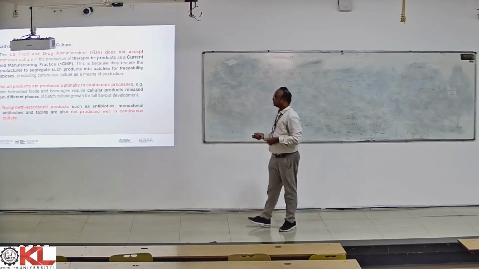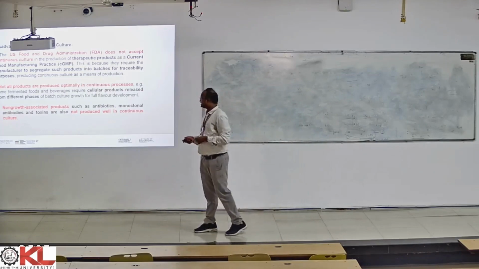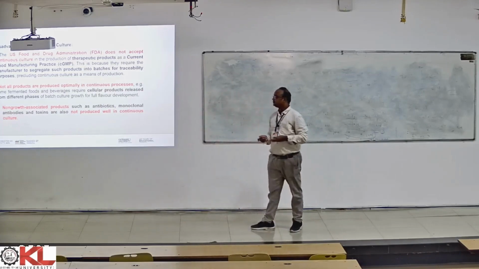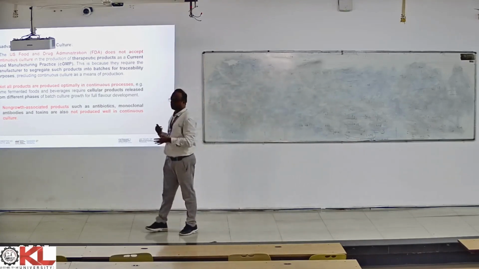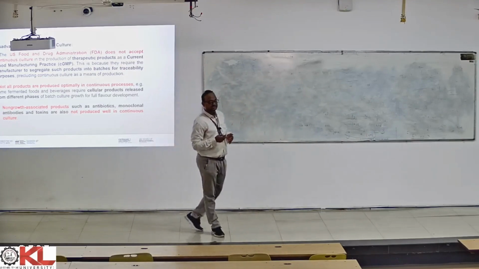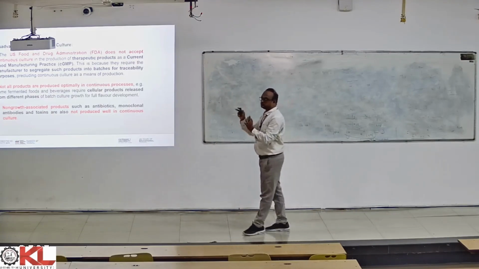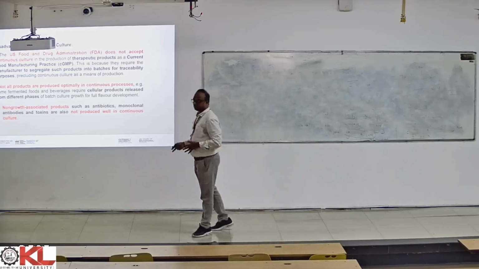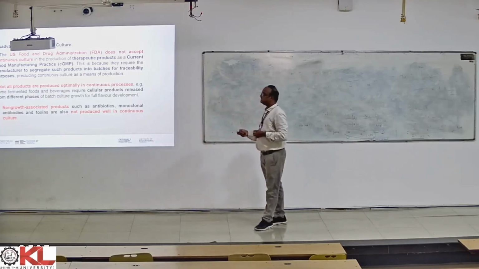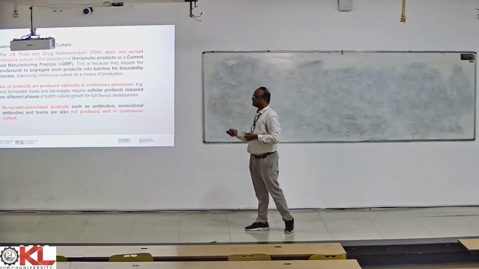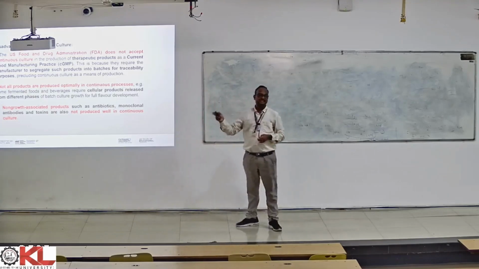And non-growth associated products such as antibiotics and monoclonal antibodies are not produced well in continuous system. We have seen that for any non-growth related product production, the ideal mode of operation is batch and fed batch. Why? Because this will lead all the organisms to move into the stationary phase at one point or another to produce the product. Since stationary phase is ideally not achieved in the continuous culture system, it is mostly used for growth related products.